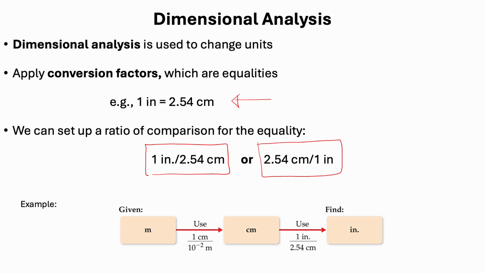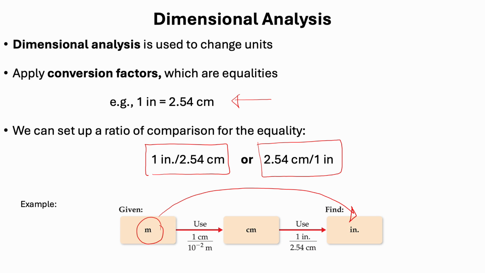Let's see, there is an example given here. The given unit is meters and we need to convert that into inches. Since there is no direct conversion factor, we are going to use two different conversion factors in this calculation. When you are doing dimensional analysis, always include units at each step and cancel units diagonally. If multiple conversions are needed, chain them together.